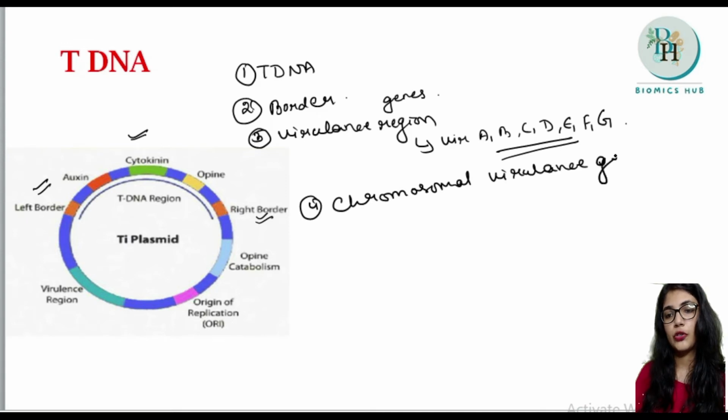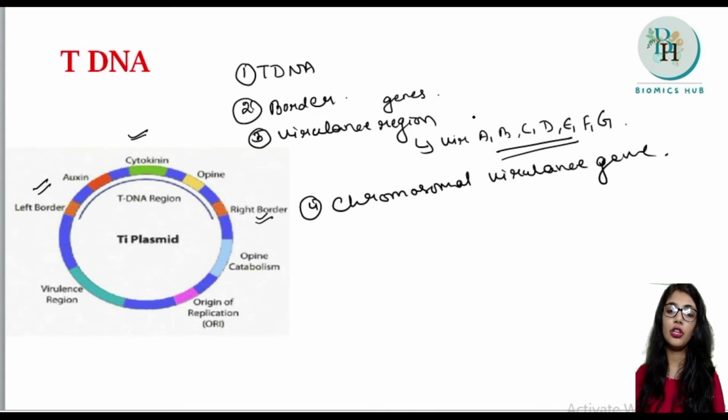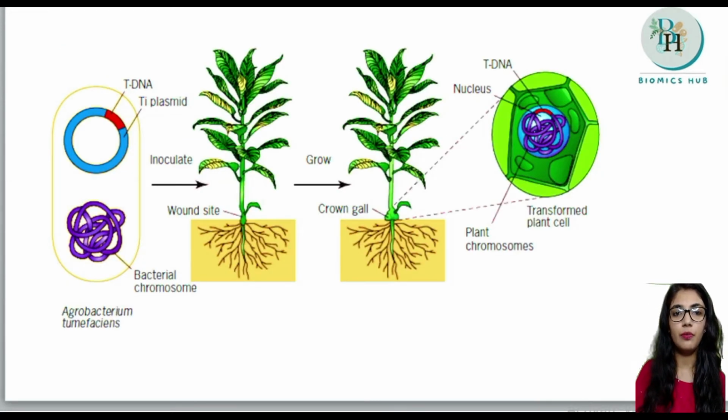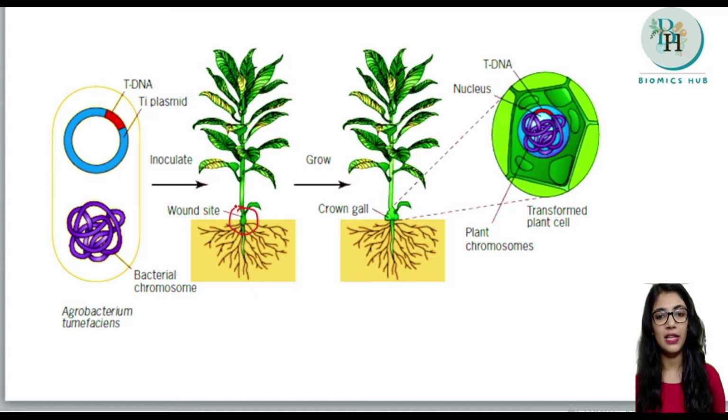Virulence genes. In detail, we will discuss the function of all these Vir genes. Here we can see that the plant is suffering from some wounds, which means an injury has taken place.